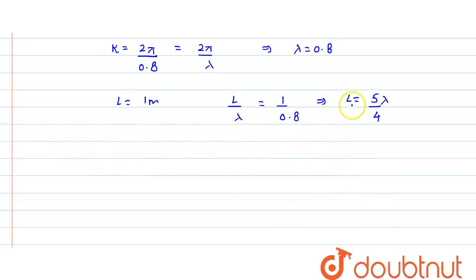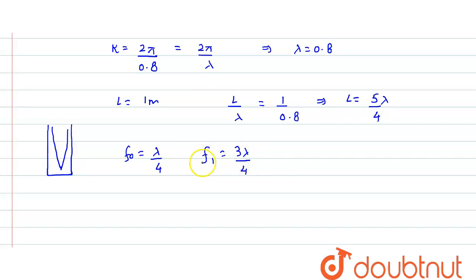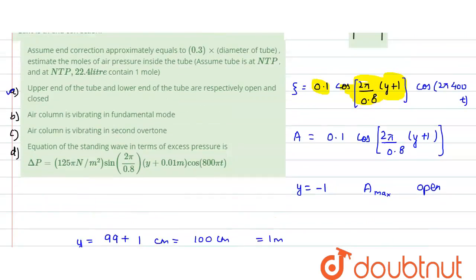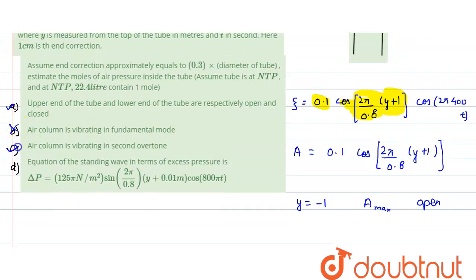If one end is the closed end and the other end is the open end, like this, then the fundamental frequency corresponds to lambda by 4, then 3 lambda by 4, then 5 lambda by 4. Sorry, 3 lambda by 4 is the third harmonic or first overtone, and the second overtone would be 5 lambda by 4. That means it is vibrating in the second overtone. So this is wrong and this would be correct.